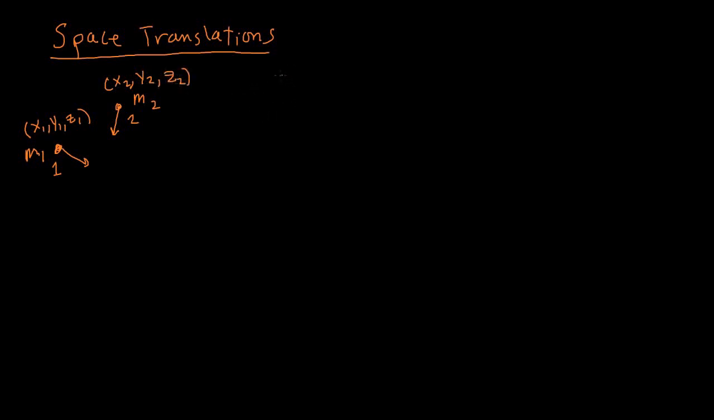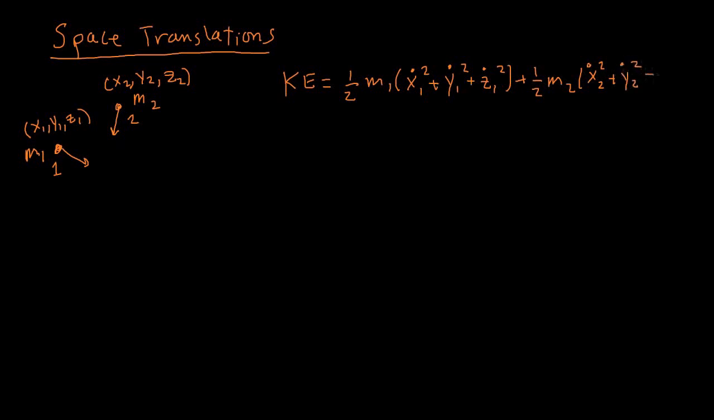Now, the kinetic energy of these combined particles is 1/2 m1 times (x1 dot squared plus y1 dot squared plus z1 dot squared) plus 1/2 m2 times (x2 dot squared plus y2 dot squared plus z2 dot squared). Now, we could also have some potential energy between these particles, right? Which we'll call V.